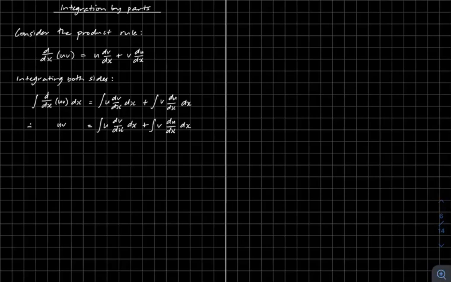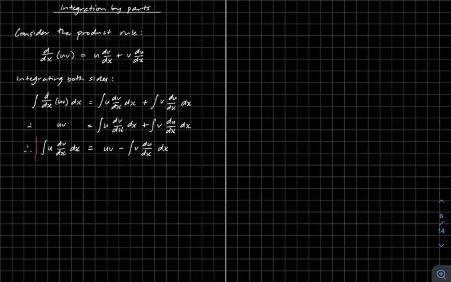So I'm going to rearrange that now and take this term here and make that the subject of the expression. So I'm going to say the integral of u times dv dx with respect to x is equal to u times v minus the integral of the other one here, so v times du dx. Now, that is our result that we're going to use for integration by parts.